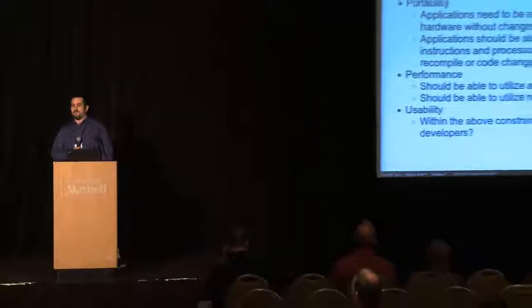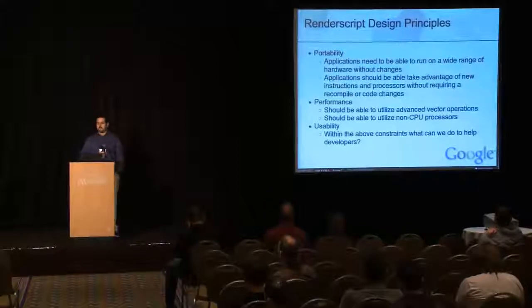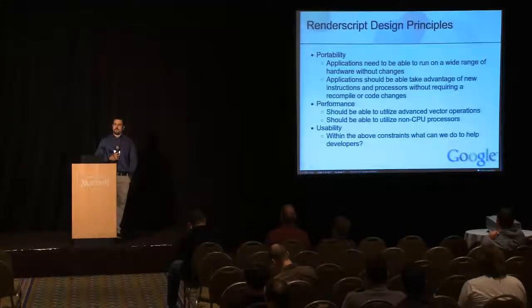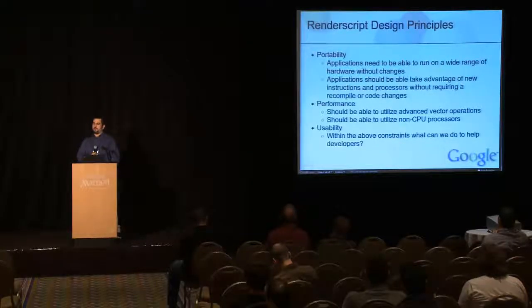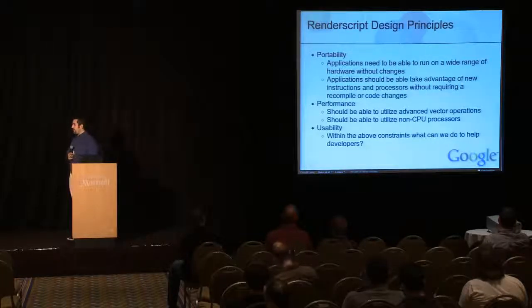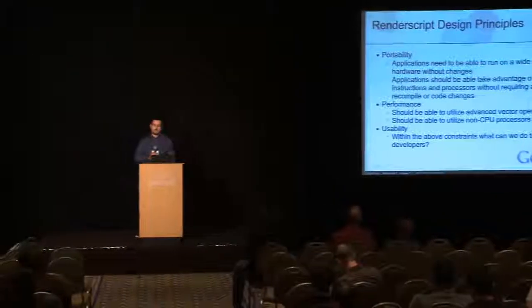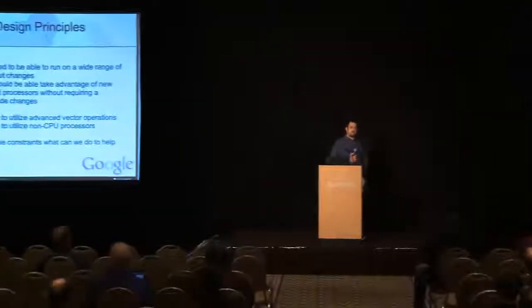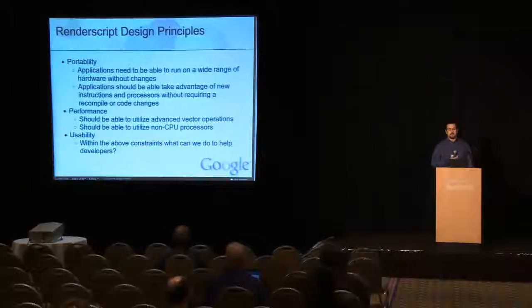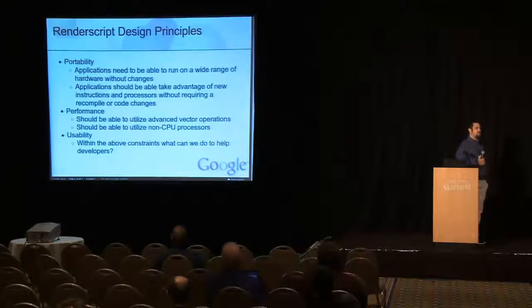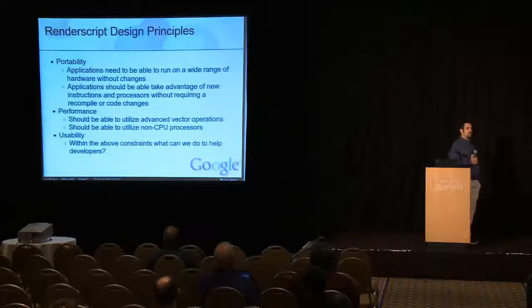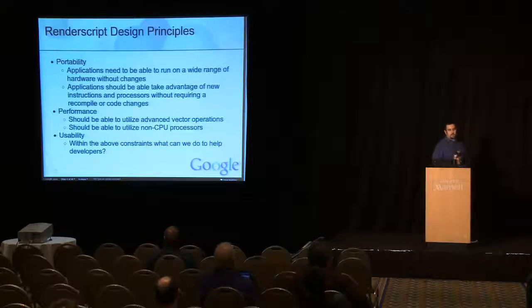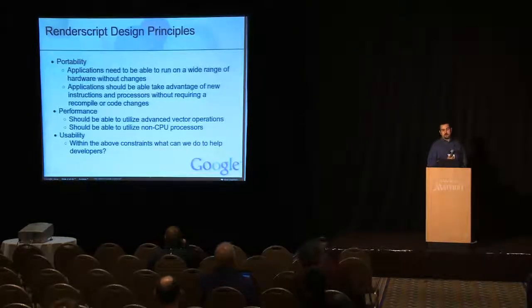They needed to be able to take advantage of new hardware without having to cause a recompile from market, because app vendors may show up one day and then disappear the next, and you don't want those applications to just stop working on new hardware just because someone doesn't maintain it. Performance was another important goal. We needed to be able to handle advanced vector operations and be able to utilize non-CPU processing technology, where the Dalvik VM was not going to be able to keep up. And we wanted it to be something that was usable. Android set out initially to be an easy to use programming environment, and that's why the language is the way it is. So for Renderscript, keeping in mind that we wanted to be portable and high performance, we wanted to make it as usable as we possibly could.